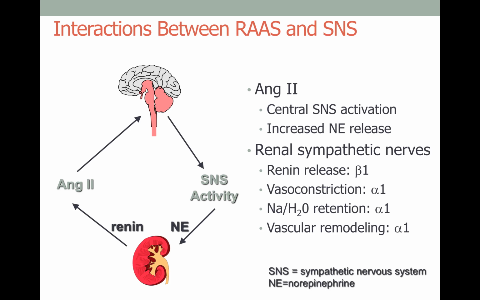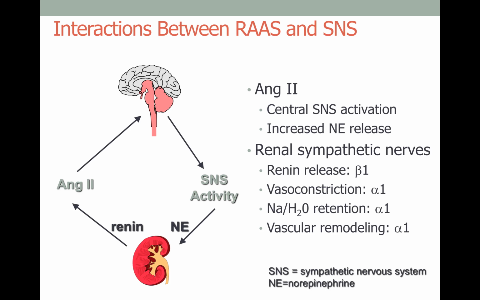Okay, and we already kind of pointed this out, but I wanted to make sure that this is really clear, that the RAS system and the sympathetic nervous system are really related. So with angiotensin 2, we saw that there was an increase in the central sympathetic nervous system activation. One of the ways that we see that this is present is there's an increase in norepinephrine release. So, of course, norepinephrine is involved in sympathetic activity.